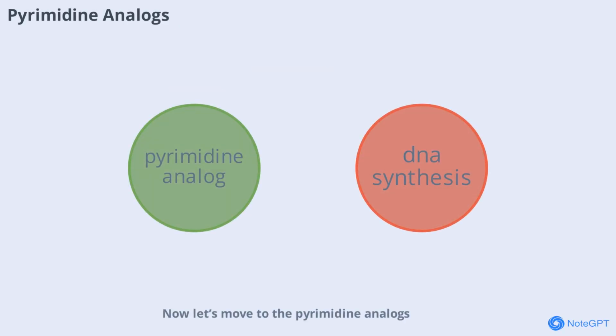Now let's move to the pyrimidine analogs, arguably the most widely used antimetabolites in solid tumor oncology. These drugs mimic pyrimidine bases, another essential component of DNA. By interfering with pyrimidine metabolism, they block DNA synthesis and stop cancer cells from dividing. This group includes some of the most important chemotherapy agents in use today.